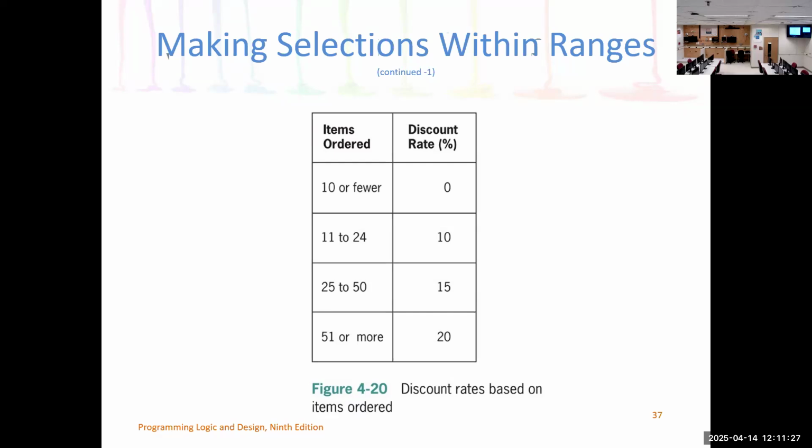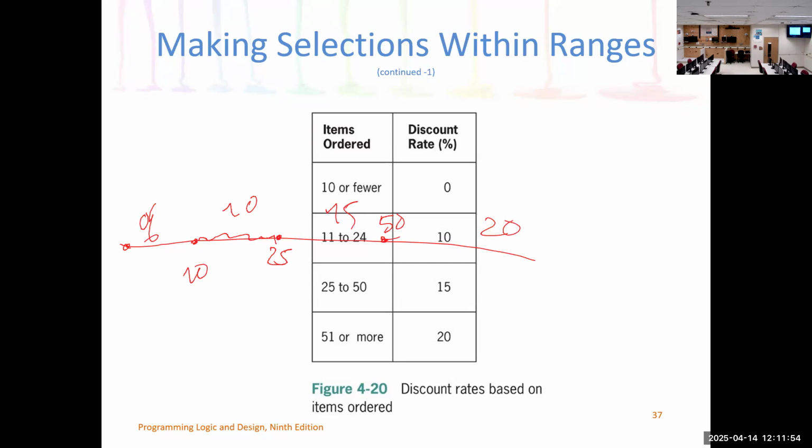And you can see the range if you draw the number line here. Less than or equal to 10, you have 0%. And from 10 to 25, less than that, you have 10% here. And from 25 to 50, you have 15%. And more than that, you have 20%. That's the range.